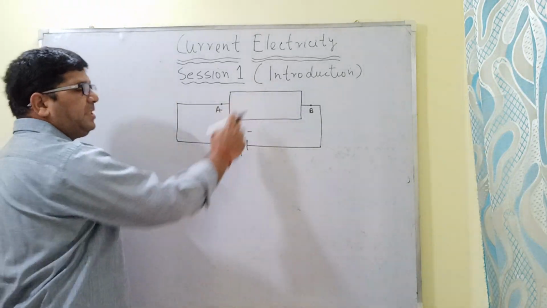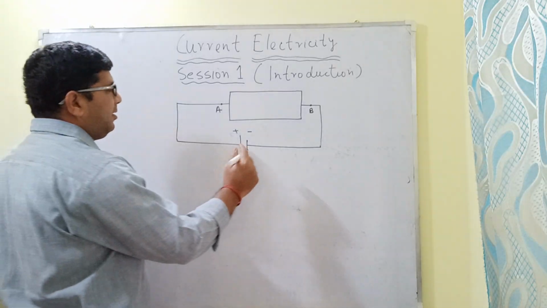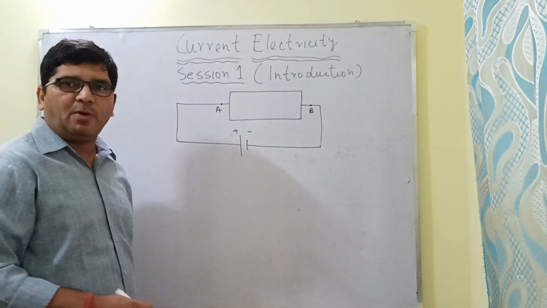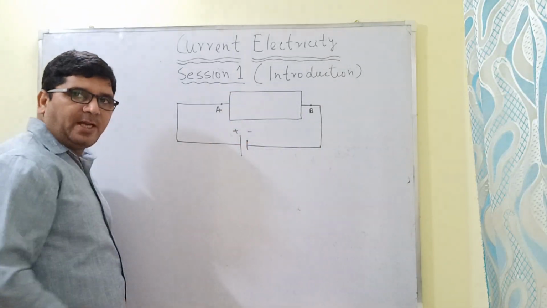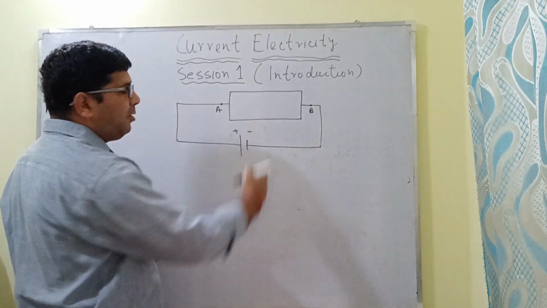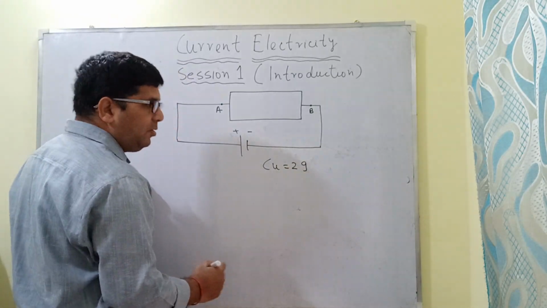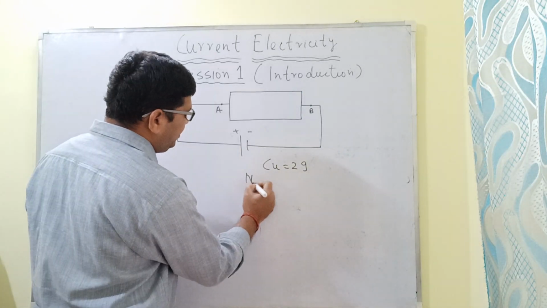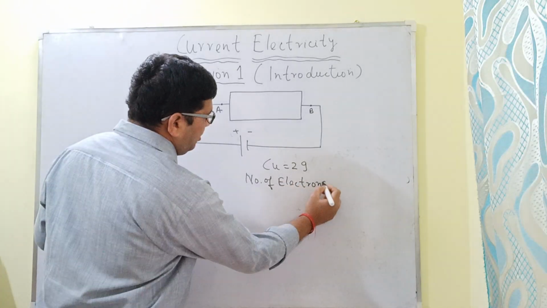This is a metallic conductor. Let us say I am taking an example of a copper conductor. Now, each and every material in this universe is made up of atoms. Similarly, this copper conductor is made up of atoms. It has a certain atomic structure, and the atomic number of copper is 29. It means the number of electrons is equal to 29.